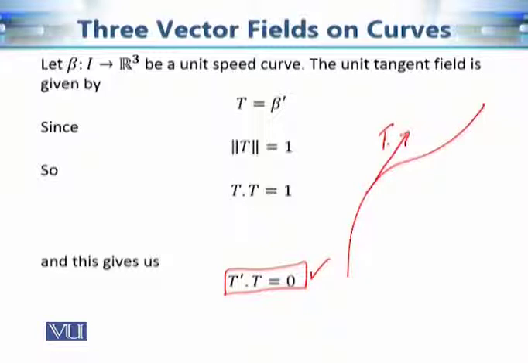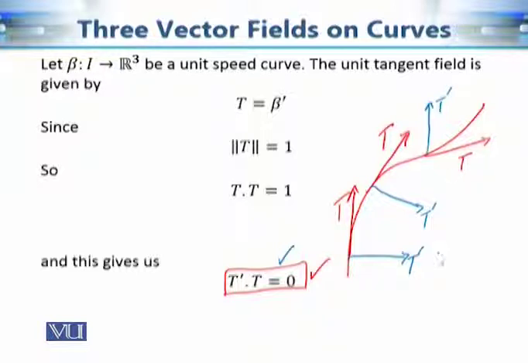Okay, now given any curve, we can define the tangent at each and every point, which gives me a tangent vector field. At each and every point, we have a vector which is perpendicular to this T vector, and it is not clear at the moment what the magnitude of T prime is. So we have this T prime vector which is perpendicular to T. In order to make sure that this vector has magnitude 1, we divide it by its magnitude to get a unit vector in this direction.